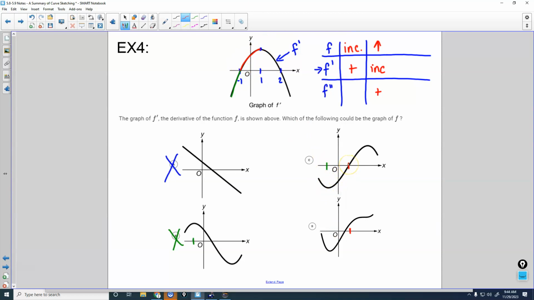Does that look right for C? Yes. What about for D? Kind of. I think it might be a little bit off, but I'm not confident enough to throw that out yet. I want to look at the next pieces and see what happens. So let's look at the next piece.